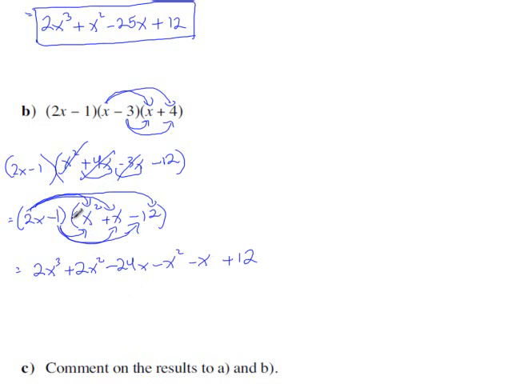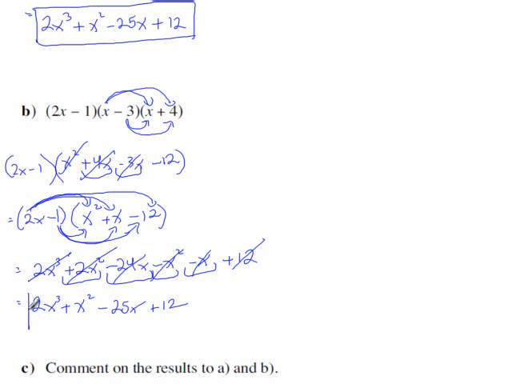Now you can combine like terms to simplify. So you have a 2x cubed. 2x squared minus x squared, altogether is x squared. Negative 24x minus x is negative 25x. And you have a positive 12. So 2x cubed plus x squared minus 25x plus 12. Exactly the same as the first version.